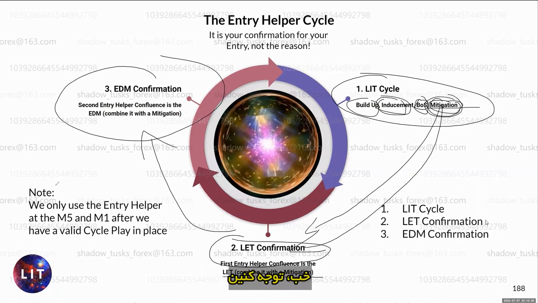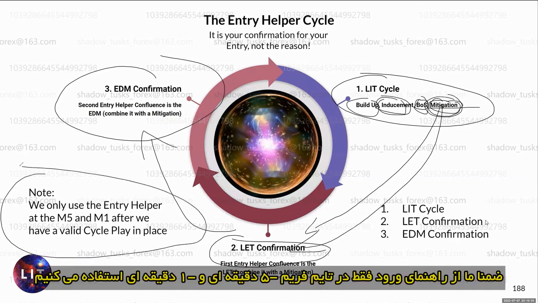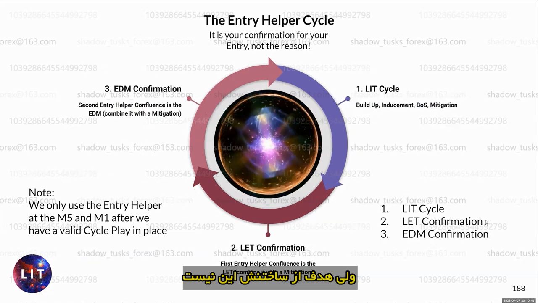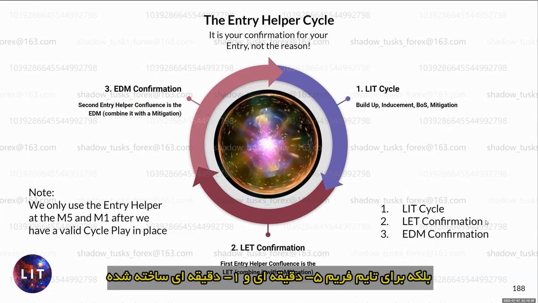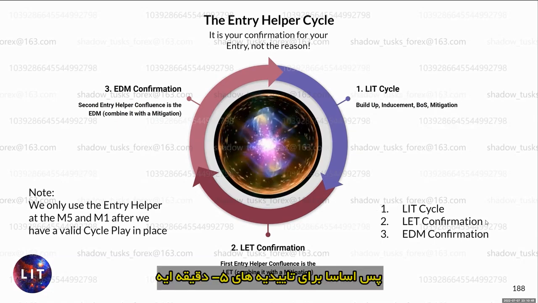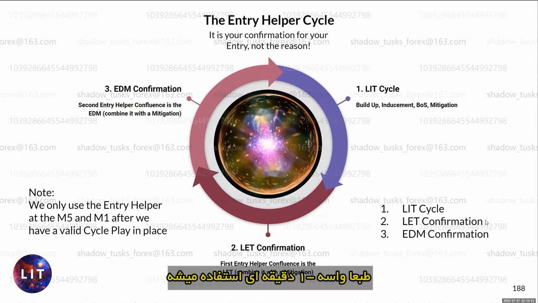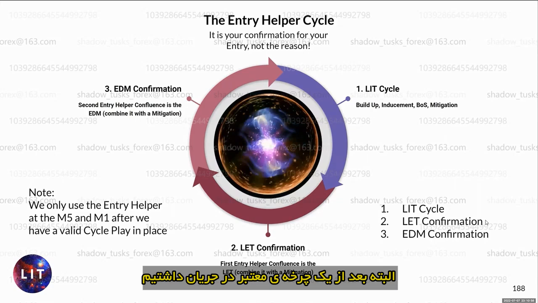So note, we only use the entry helper on the M5 and M1. We don't really care if there's a 50-minute LIT or 50-minute EDM. You can, but that's not what it's built for. It's built for the M5 and the M1, okay? So mainly for M5 confirmations, and if you really want to narrow it down, then of course for the M1 after we had a valid cycle in place.